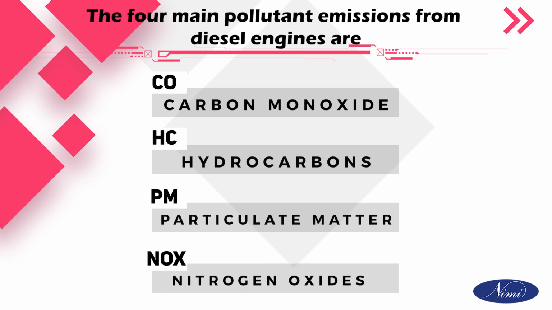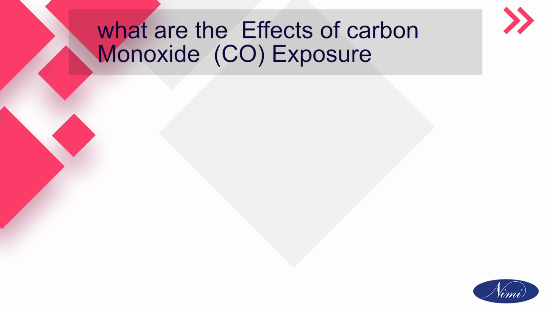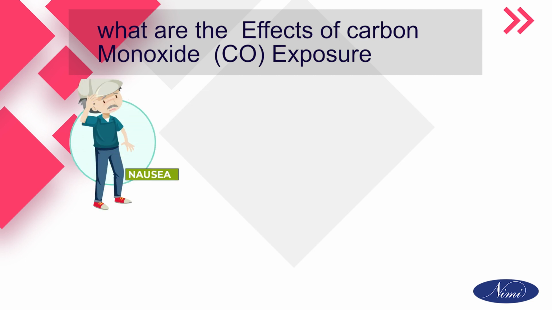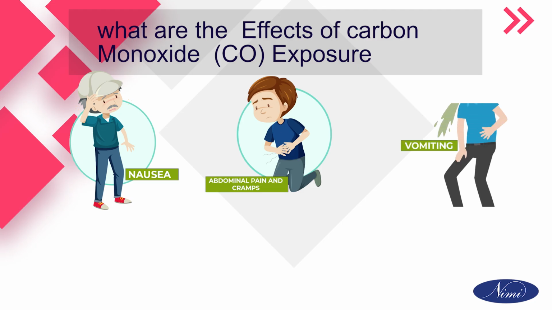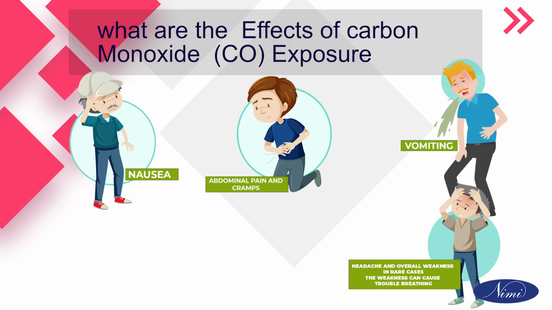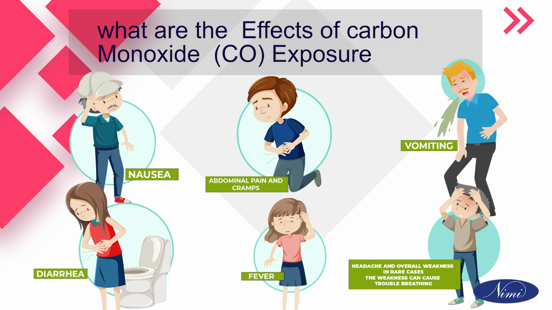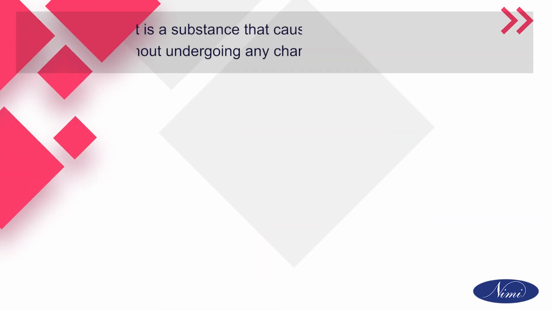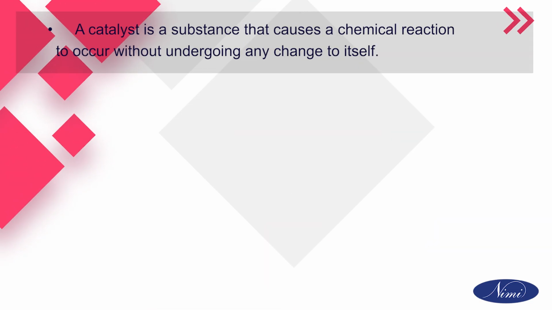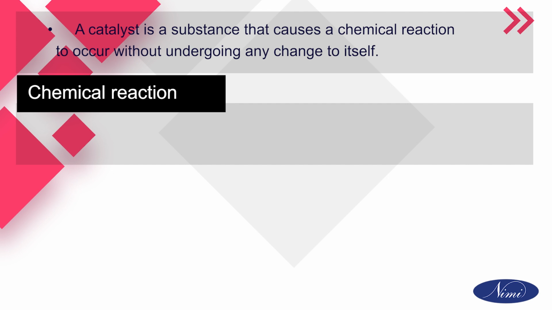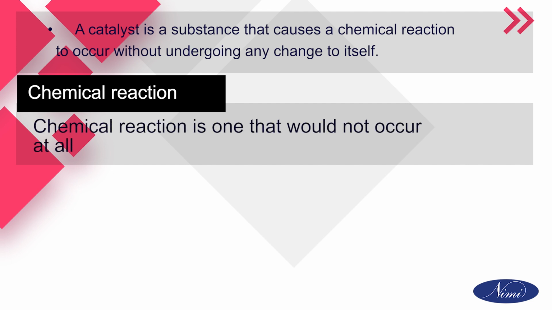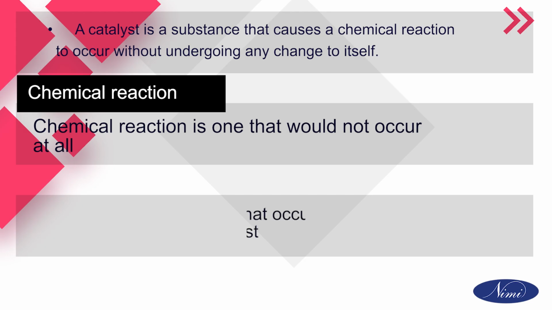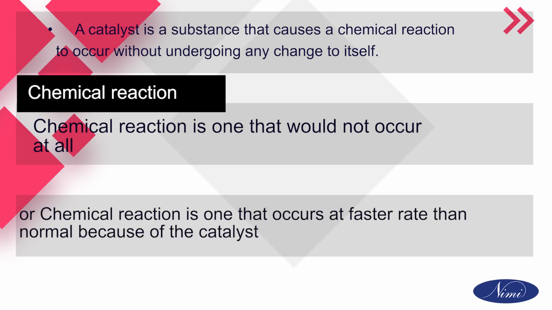What are the effects of carbon monoxide CO exposure? Nausea, abdominal pain and cramps, vomiting, headache and overall weakness. In rare cases, the weakness can cause trouble breathing, diarrhea, fever. A catalyst is a substance that causes a chemical reaction to occur without undergoing any change to itself. Chemical reaction is one that would not occur at all, or one that occurs at a faster rate than normal because of the catalyst.